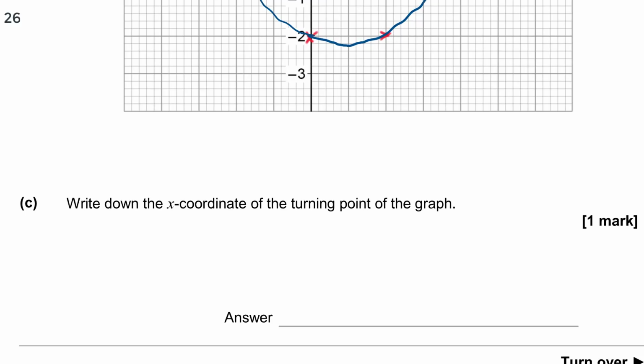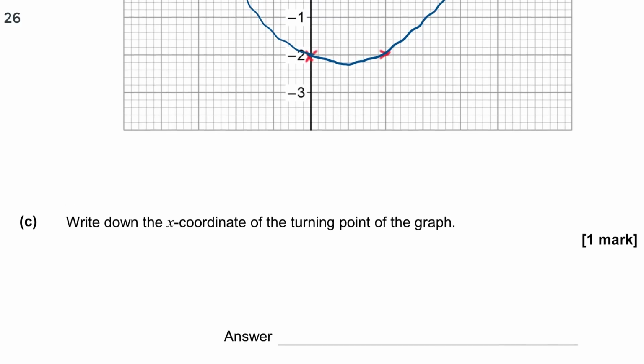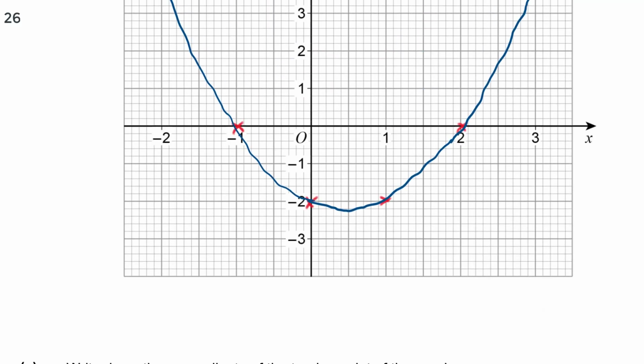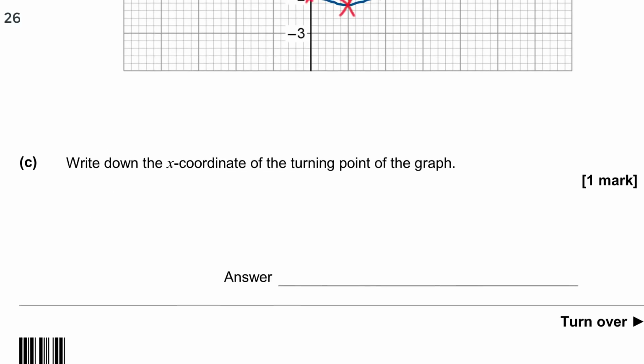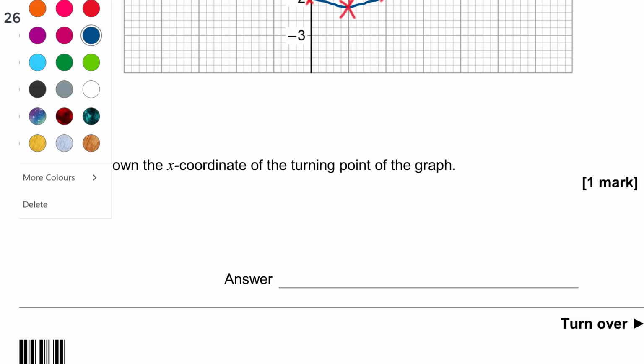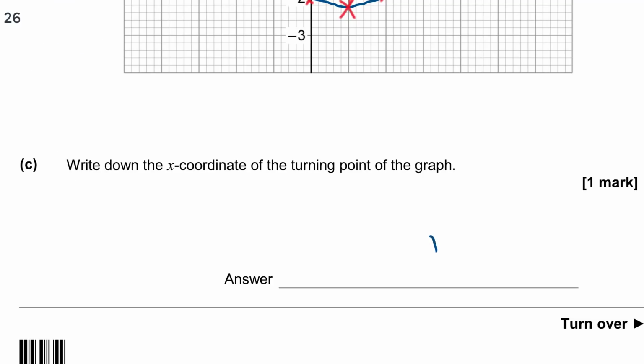6C says write down the x coordinate of the turning point of the graph. Now my turning point is this point here, isn't it? That's where the graph stops going down and starts going up again. Now we only want the x coordinate, so just reading up to the line, I can see that that's going to be at a half. So the x coordinate is a half. Interestingly, they don't want the y coordinate here.